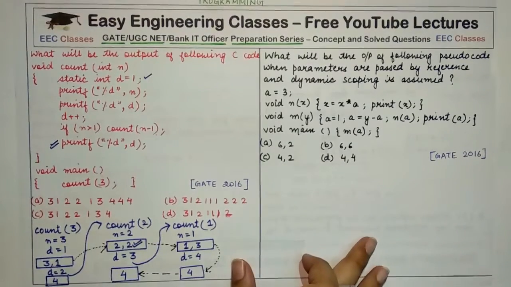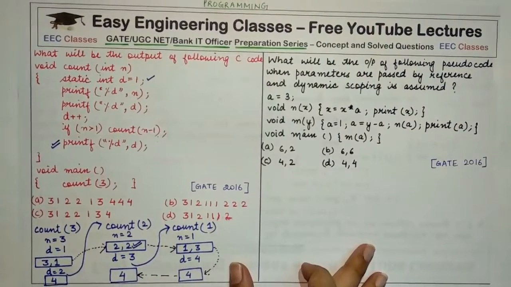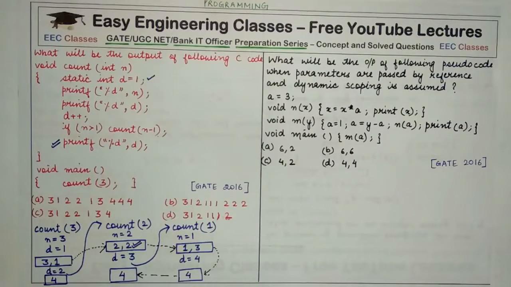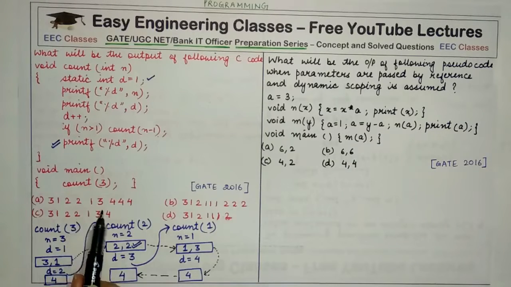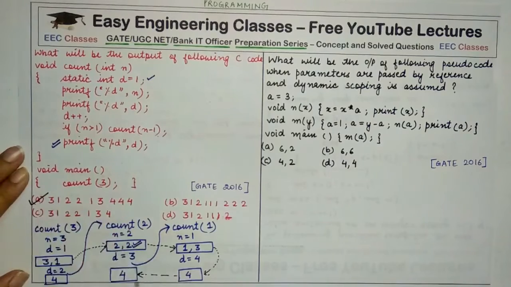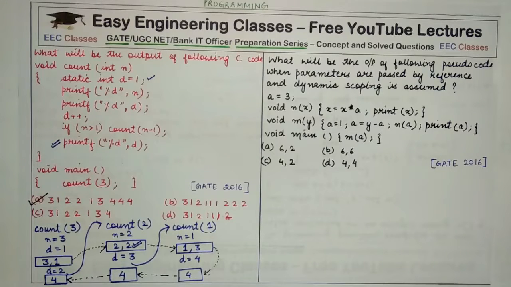All right, so what is the sequence of the print statements that would be made? 3 1 2 2 1 3 4 4 4. So the option that matches is 3 1 2 2 1 3 4 4 4. Yes, it is the first option only. So this is the correct answer. In this question, there is nothing much to do except for maintaining the correct values of the static variable d. Alright, I hope you understood this. So let's move on to the second question now.